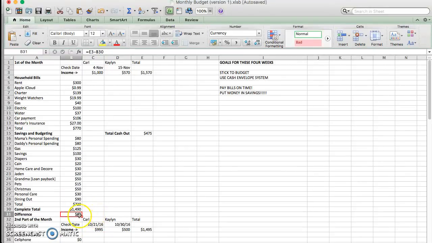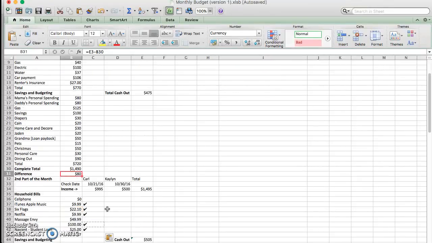I almost always have a difference between our income and our complete total, and that is a buffer for our checking account in case we need anything that does not have a particular budget in one of our cash envelopes, or in case anything comes up where we need to use our card. That way we can use it right then instead of having to worry about going to the bank and putting cash in and then using our card.